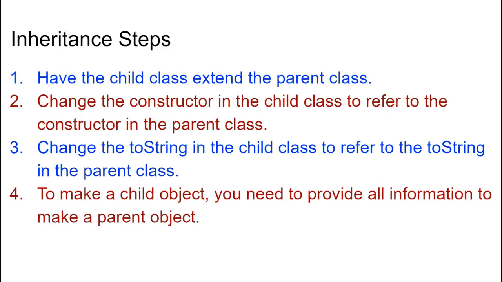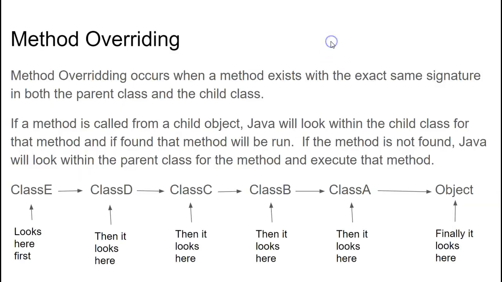Inheritance steps. First thing you're going to do is you're going to have your child class extend the parent class. The second thing you're going to do is you're going to change the constructor in the child class so that it refers to the constructor in the parent class. Remember, the first line in your constructor is a call to the constructor in the parent class. Then you're going to change the toString in the child class to refer to the toString in the parent class. To make a child object, you need to provide all information that would be needed to make a parent object, plus everything to make a child object.